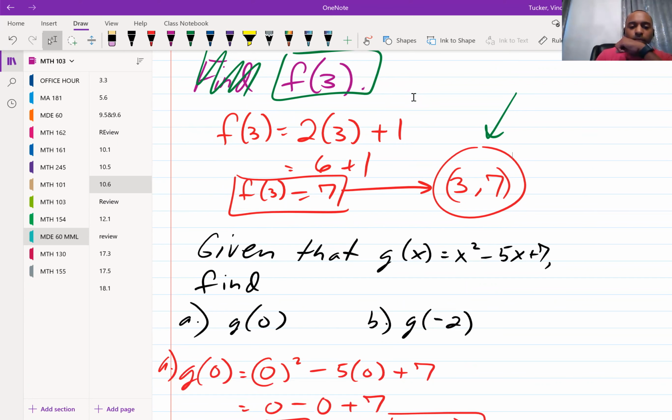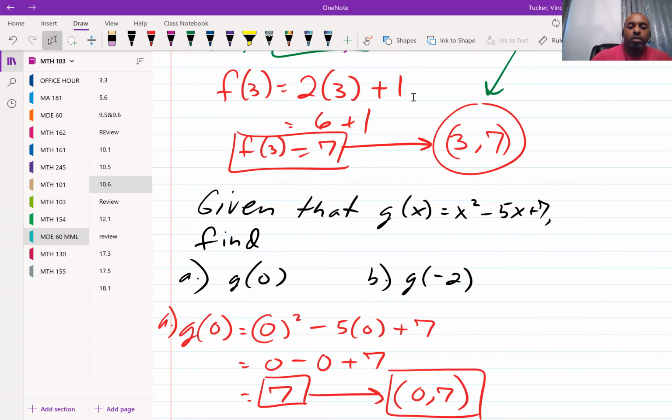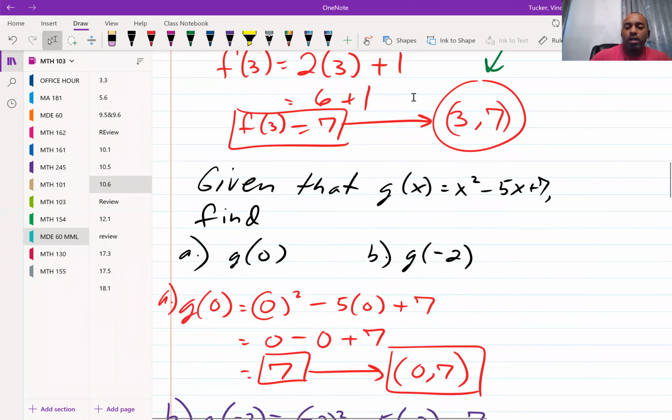All right. If you want to find g of 0, that just means you're going to plug in 0 for x. So it's going to be 0 squared minus 5 times 0 plus 7. 0 squared, of course, is 0. 5 times 0 is 0, plus 7. So that will just be 7 as a result.